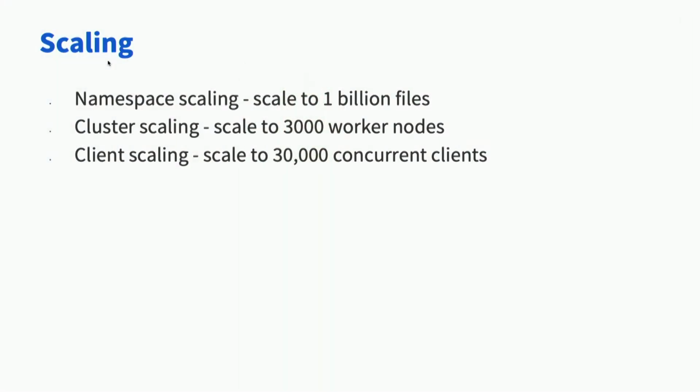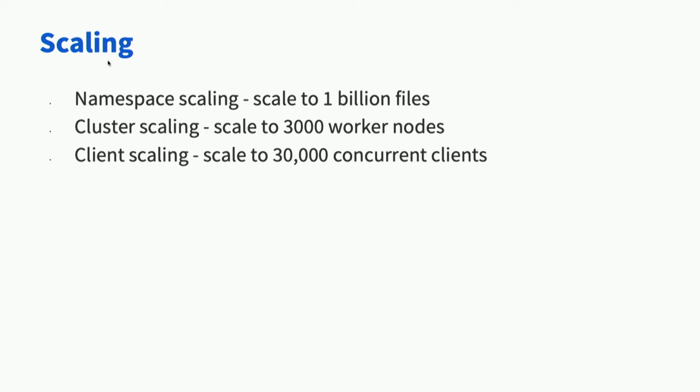Okay. And the last category of things is around scaling. When we took a look at scaling, we tried to scale in 3 different directions. The first being namespace scaling. So the number of files that Alluxio could support hovered between like 100 to 400 million files.